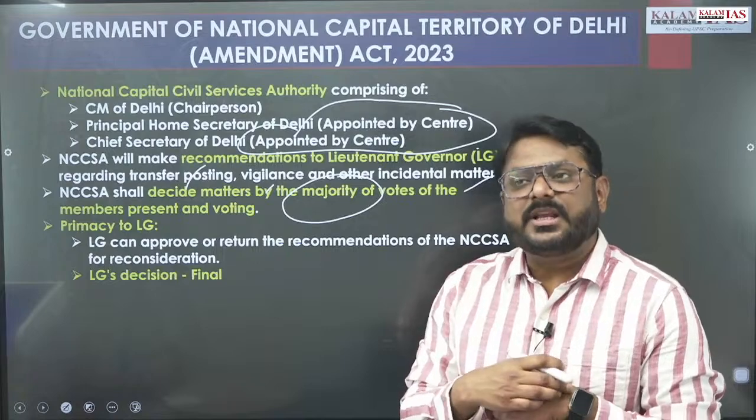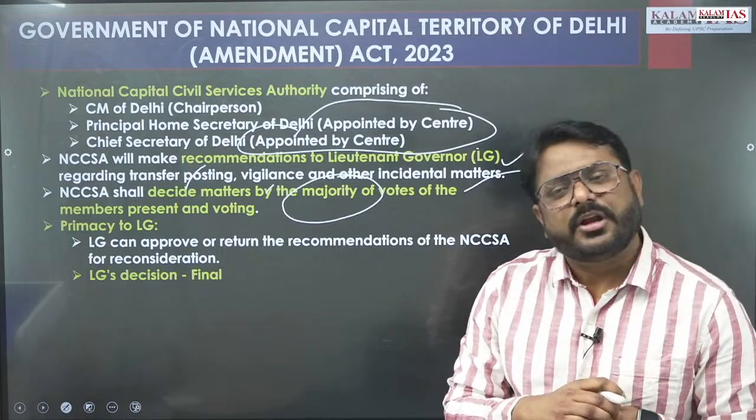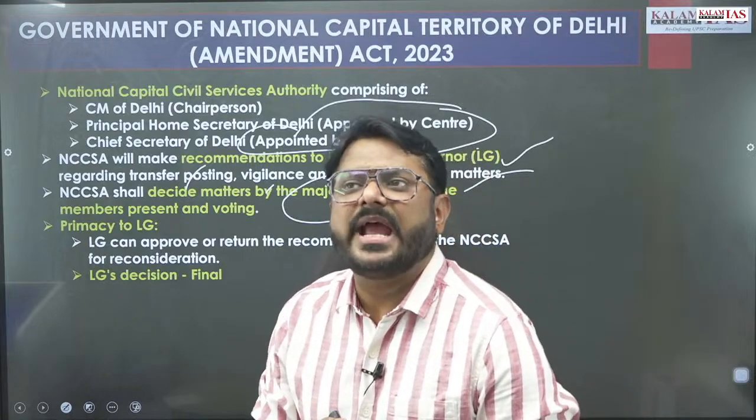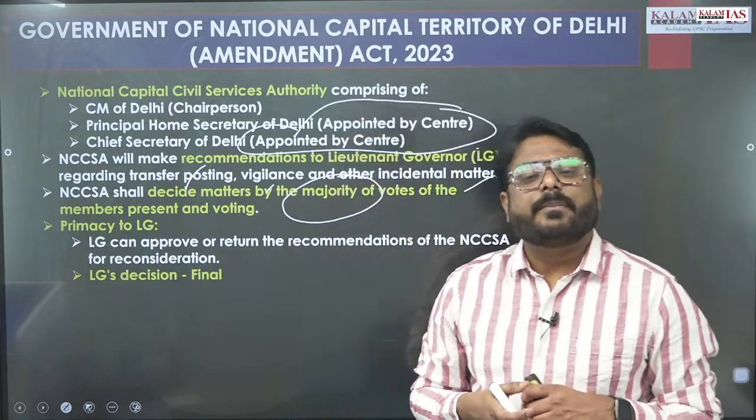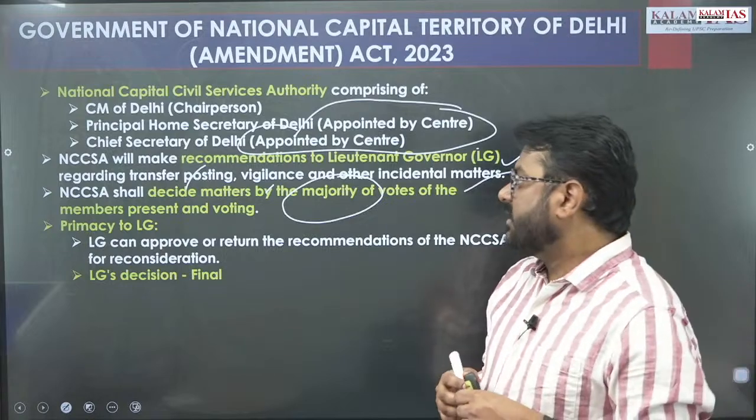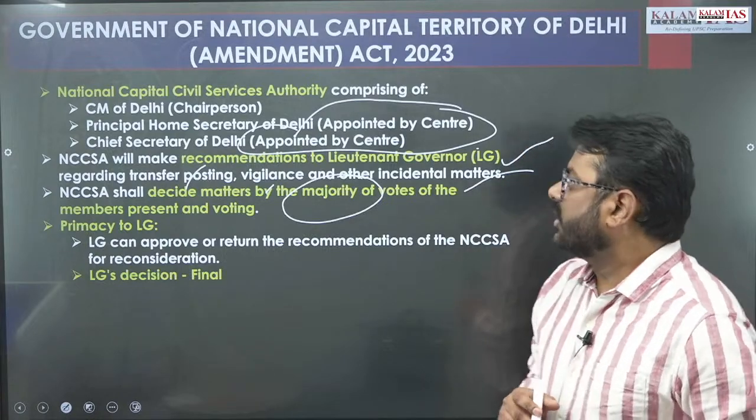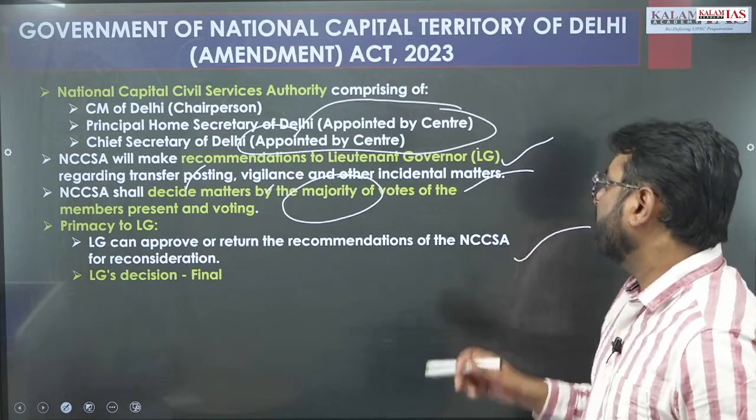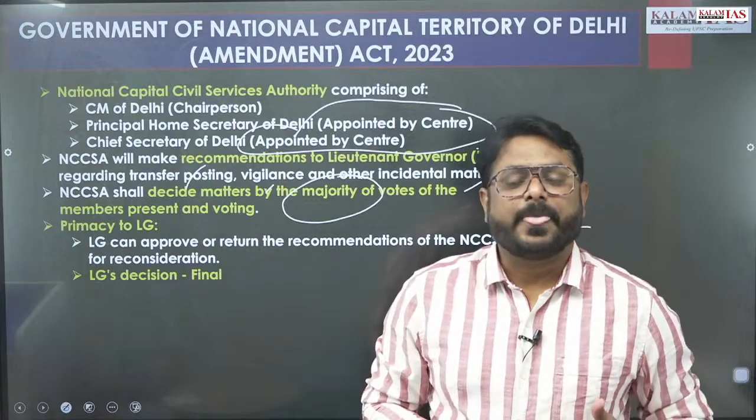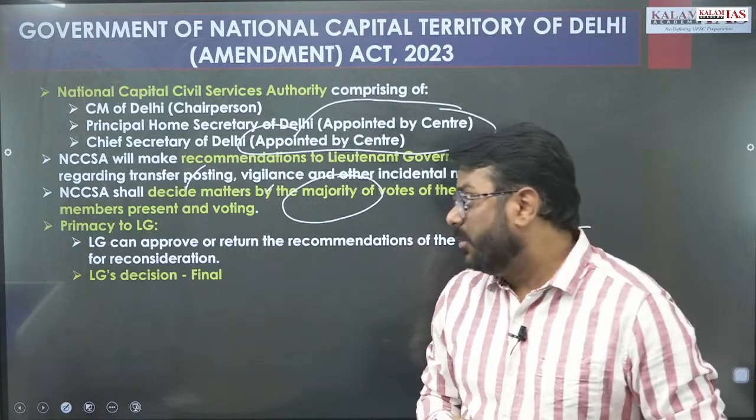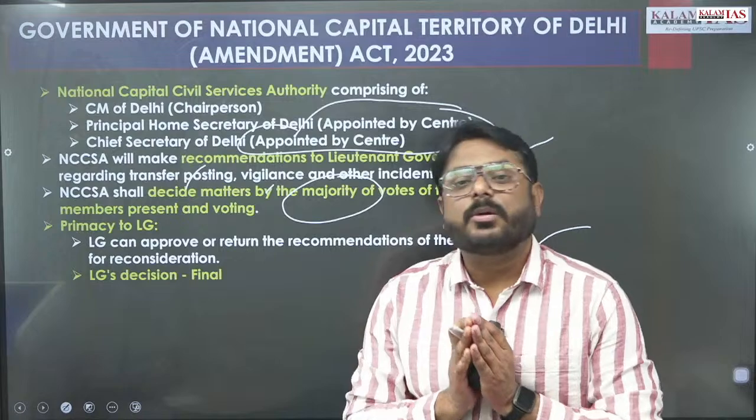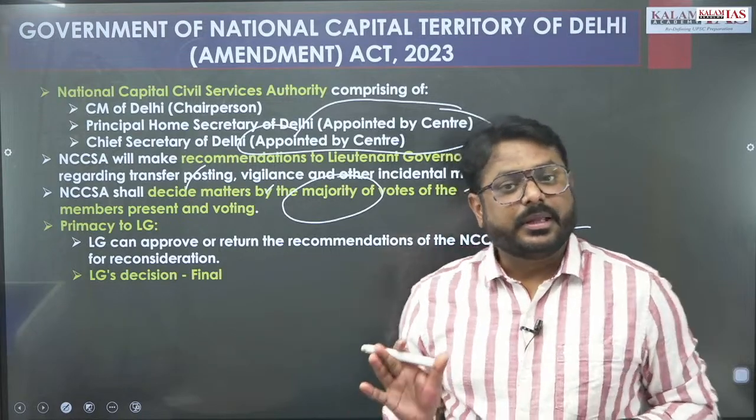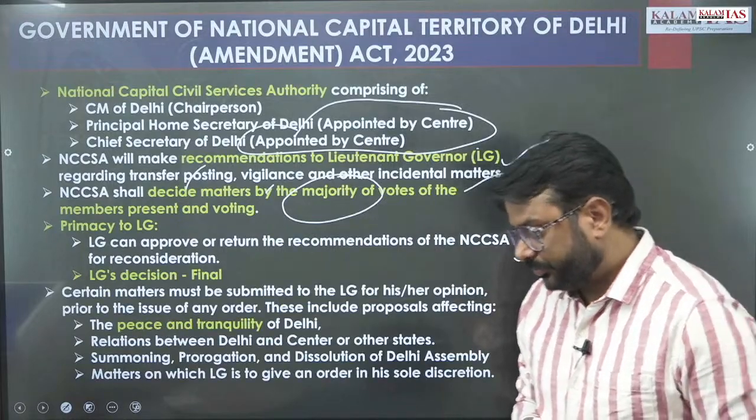Then primacy has been given to the Lieutenant Governor. There is a Lieutenant Governor who is acting as an advisor, who is acting as a correspondent of the President. He is acting as the agent for the central government. So the Lieutenant Governor can approve or return the recommendation of the NCSA for consideration. That can also be done, and whatever the decision of the Lieutenant Governor will be, that will be final and binding. So that will be there.